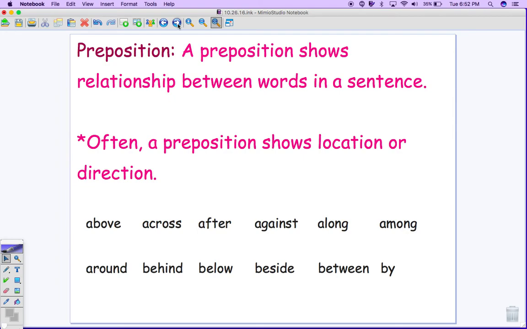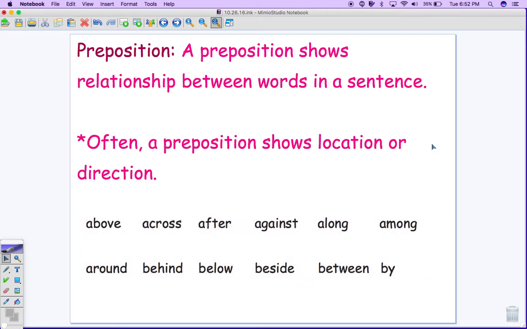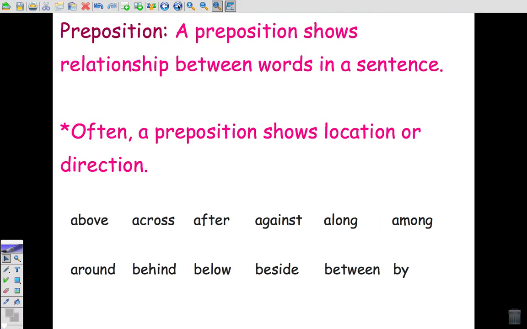For example, oftentimes a preposition shows location or direction. I've listed some prepositions here for you, and again, it might not be a bad idea to write these down or just be aware of them. Above, across, after, against, along, among, around, behind, below, beside, between, and by. Those are all common prepositions, as well as through, into, in, up, down. Those can be used as prepositions. The clearest way to explain them might be to watch this quick little video that we could watch right now. So let's check this out.